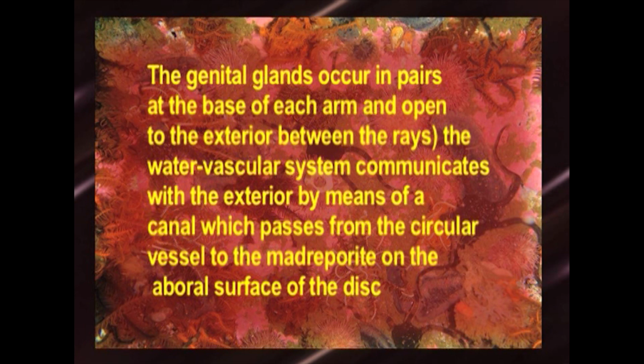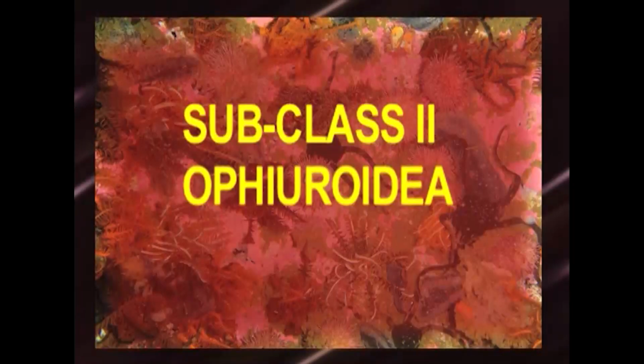The water-vascular system communicates with the exterior by means of a canal which passes from the circular vessel to the madreporite on the aboral surface of the disc. This is known as the stone canal, on account of the deposit of the carbonate of lime in its walls.